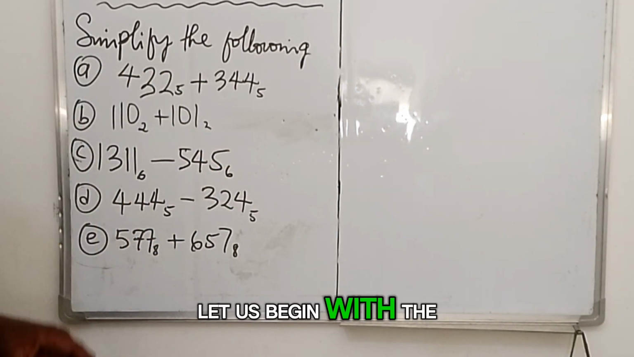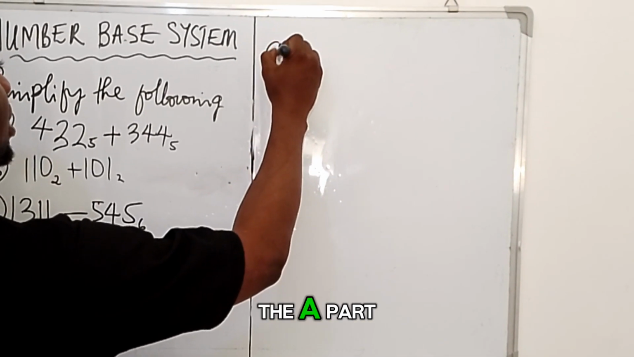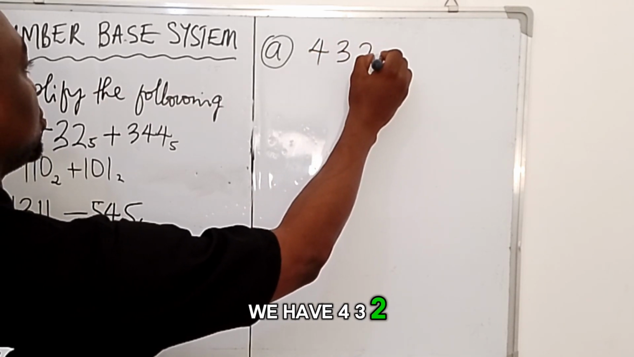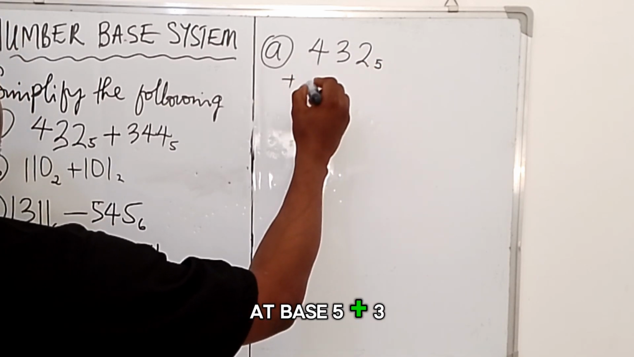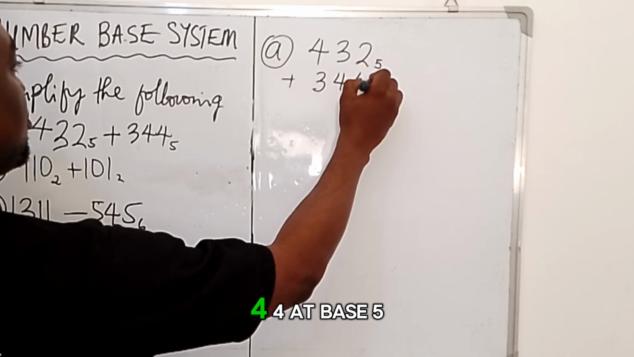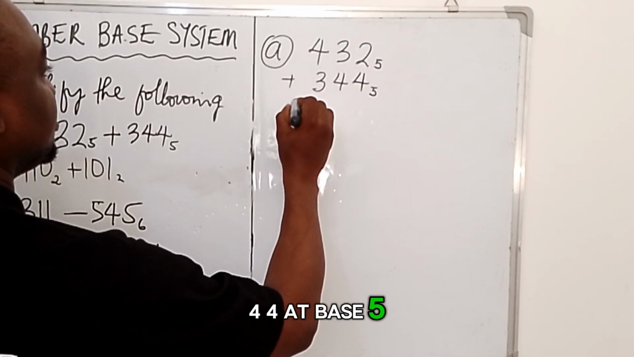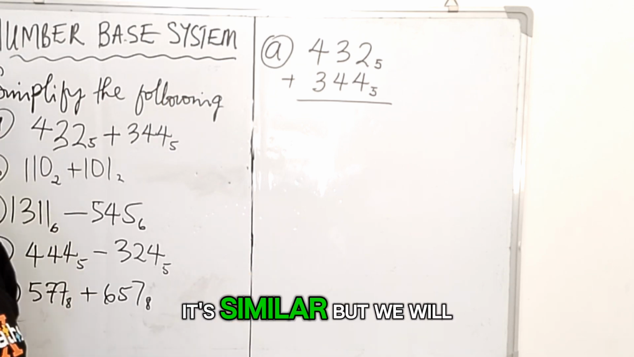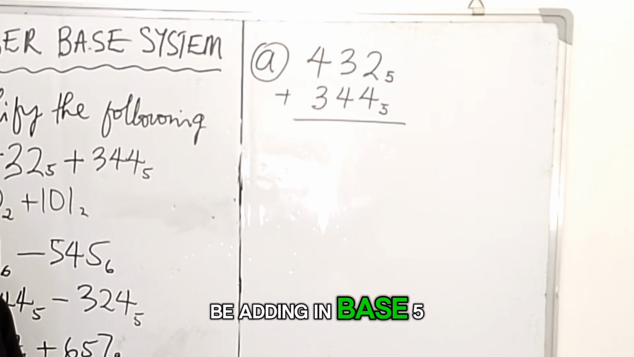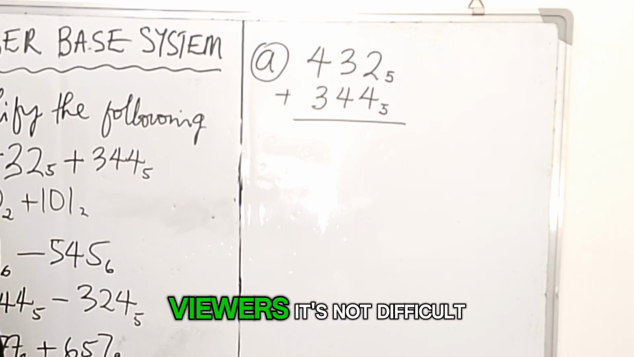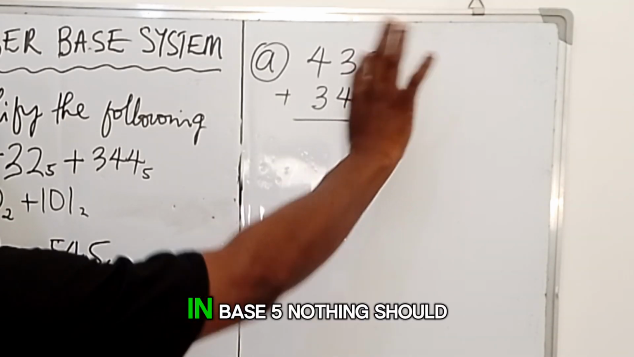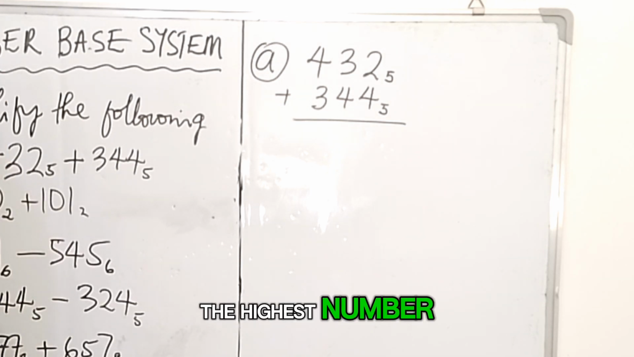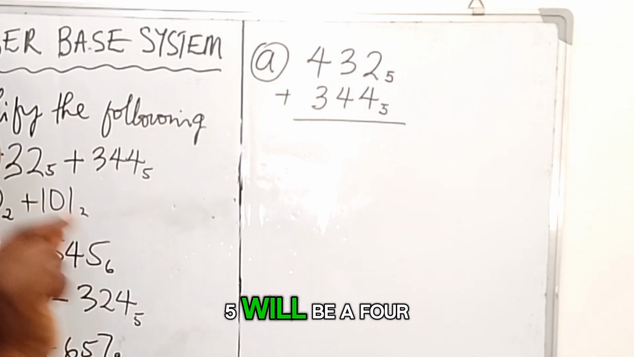Let us begin with the A part. For the A part, we have 432 at base 5 plus 344 at base 5. See, much the same things you do in your base 10. It's similar, but we will be adding in base 5. Watch, my dear students and viewers. It's not difficult. In base 5, nothing should cross a 5. The highest number you will have in base 5 will be a 4.